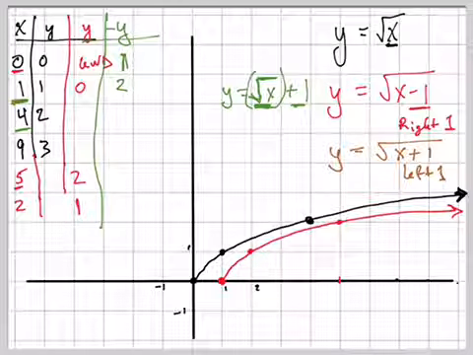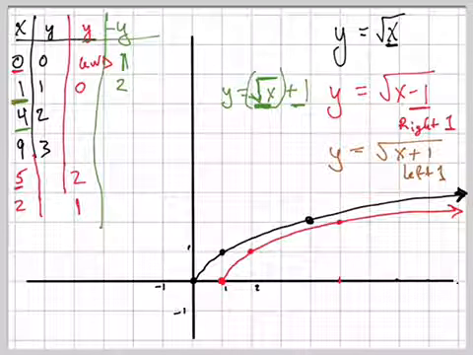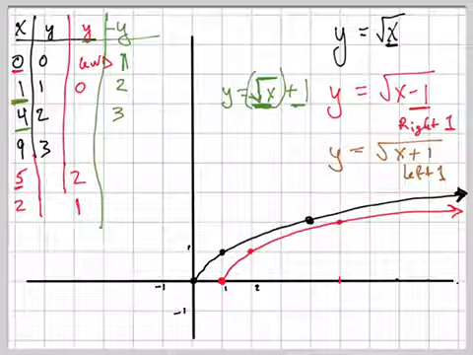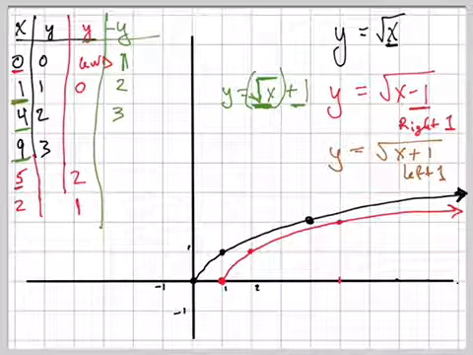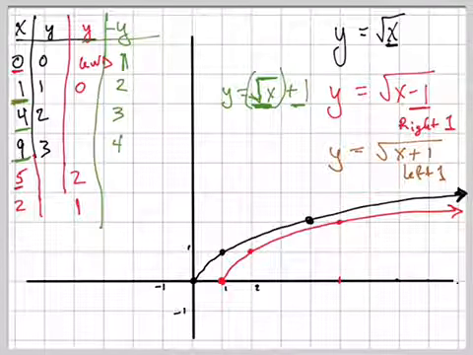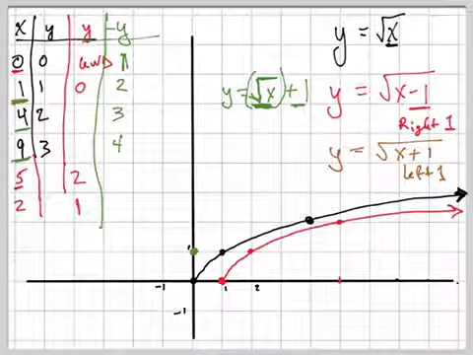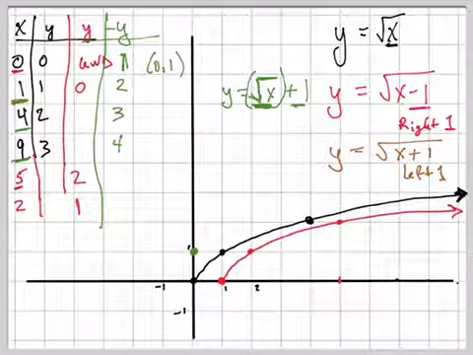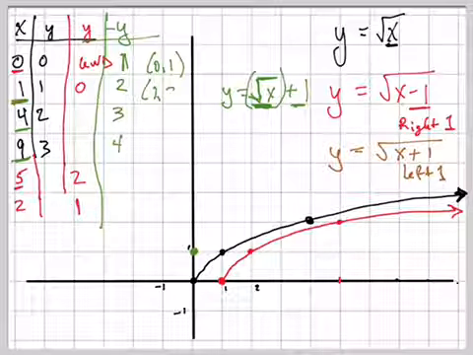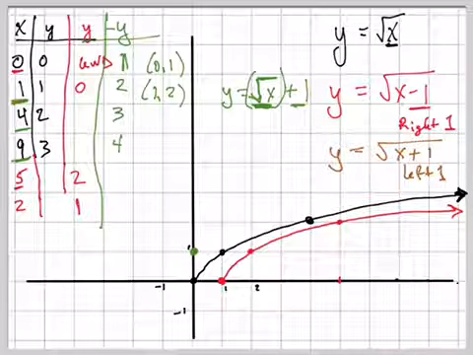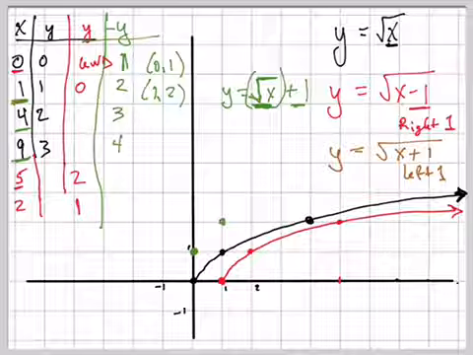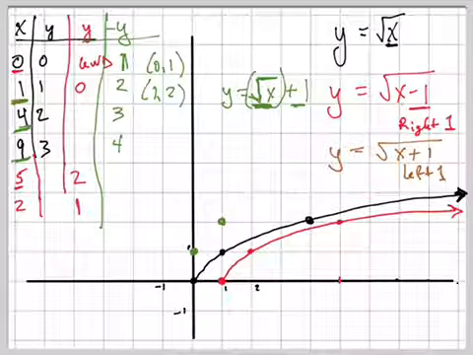When I plug in 4, what do I get? 4 plus 1. I get 4. No, I get the square root of 4, which is 2, plus 1, which is 3. When I plug in 9, what do I get? 3 plus 1, which is 4. So I'm going to get this: 0, 1. That's my first point. Up here is 0, comma 1. My next point is 1, comma 2. My next point is 4, comma 3.